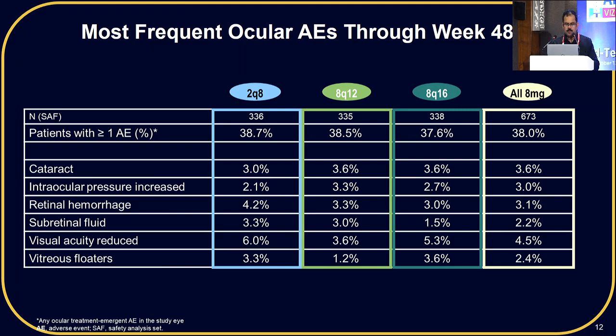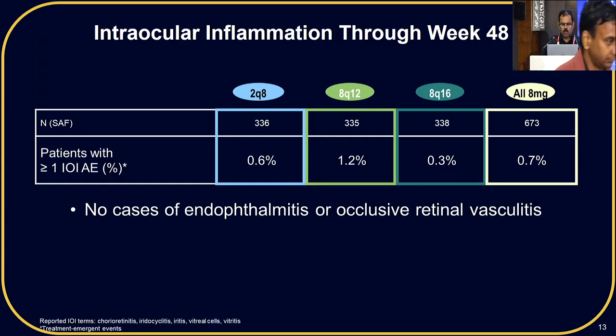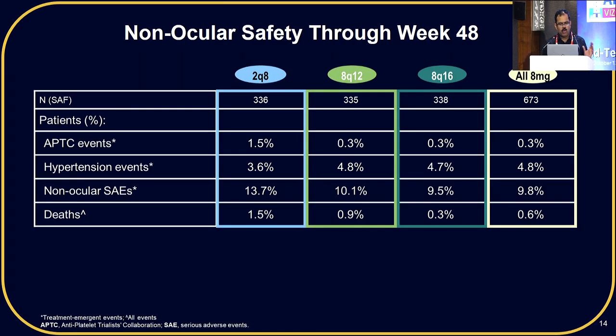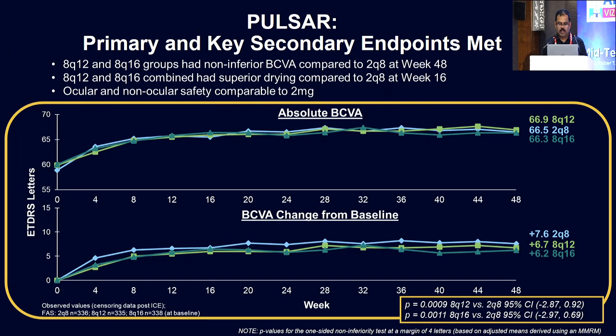Side effects: intraocular pressure, cataract, retinal hemorrhage, some of them, but they are all equal. There is no significant intraocular inflammation or anything like that. For non-ocular safety, the acute thromboembolic events were more seen in the 2 milligram 2 monthly group as compared to the 8 milligram 12 weekly or 16 weekly.